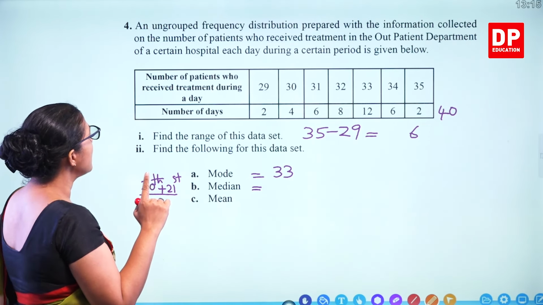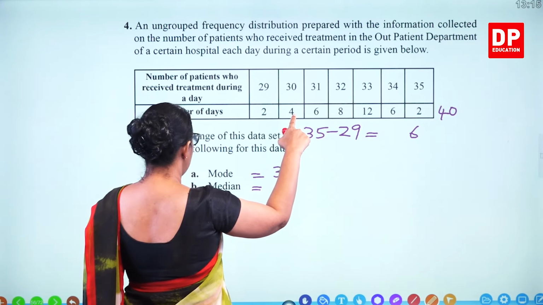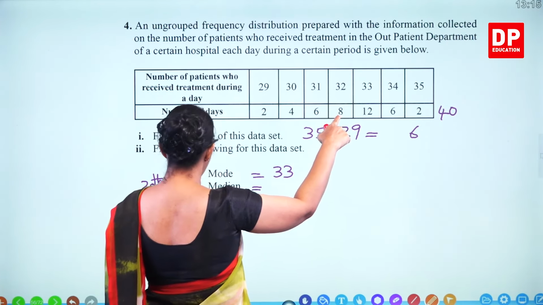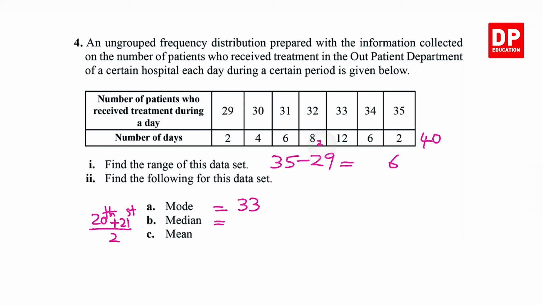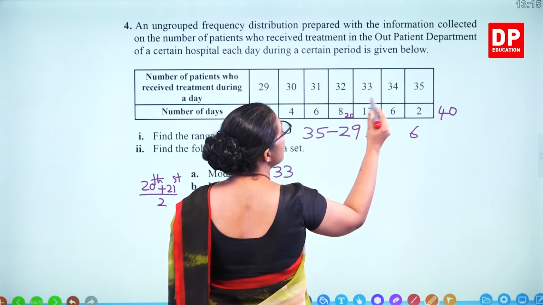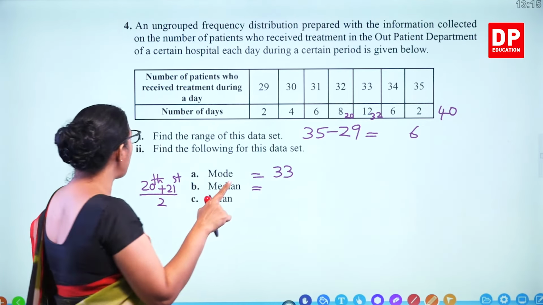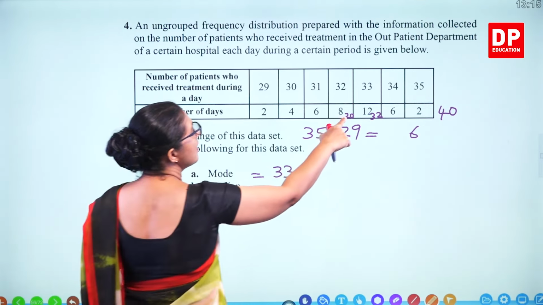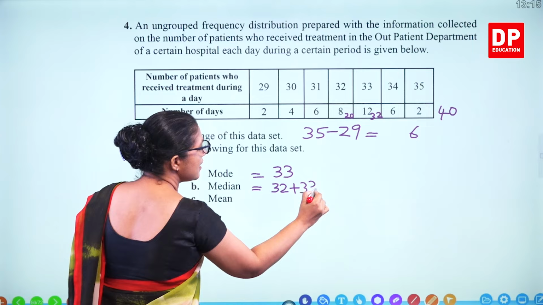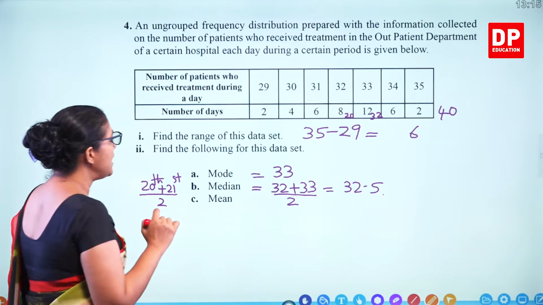How do we find out that? We are taking the sum of the frequencies. 2 plus 4, 6. 6 plus 6, 12. 12 plus 8 is 20. And here you get the next number. So 20th number is here 32, and 21st number is the next one, 33. So divide by 2, you get 32.5 is the median value.